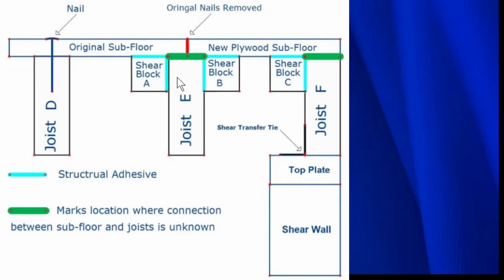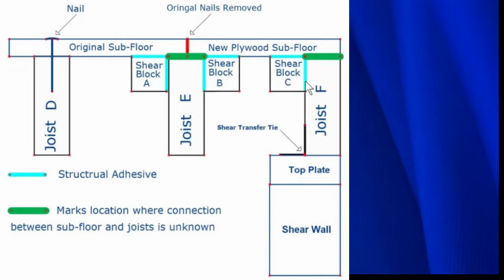So let's go through the whole load path again. Original subfloor is connected to this block through the glue. The block is connected to this joist. This joist is connected to this block through the glue. This block is connected to the plywood through this glue right here. That plywood is connected to this block through this glue, and this block is connected to the floor joist through here.